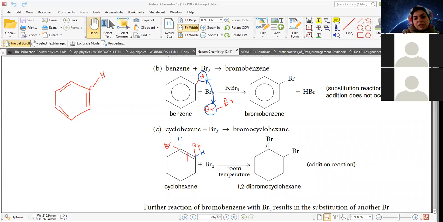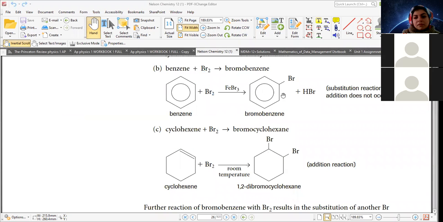And when you want to name it, on the first carbon, second carbon, you have Br, so it's 1, 2 dibromo. Why di? Because there are 2 of them. Dibromo, and this is cyclohexane. Why cyclohexane? Because you just have a single bond. Any question?